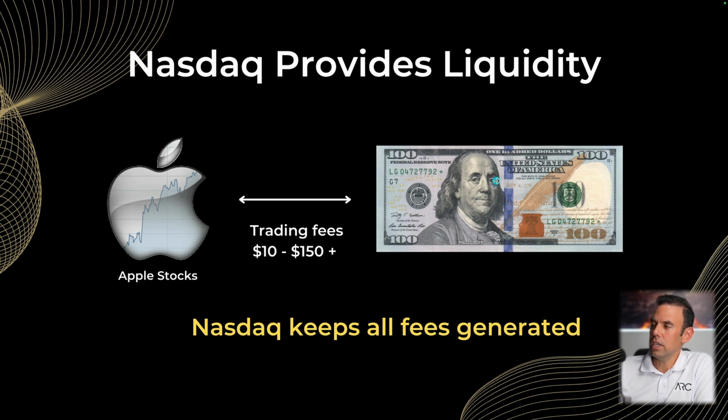So essentially, in order for a market to be liquid, you have to have dollars and you have to have stocks or crypto or whatever it is that you're trading. Okay. Now, every single time I decide that I want to go buy Apple using cash or cash using Apple, what ends up happening is there is a fee assessed from the NASDAQ.